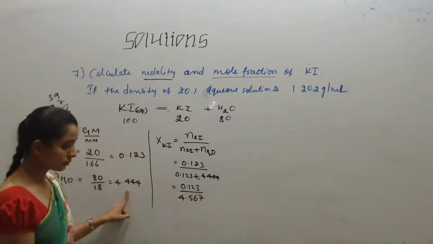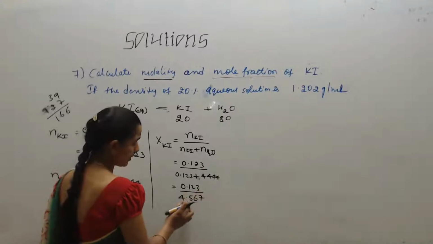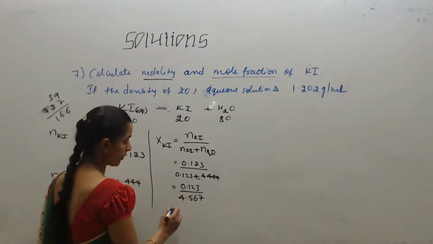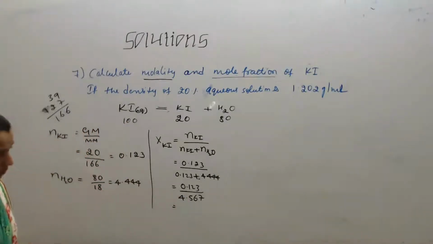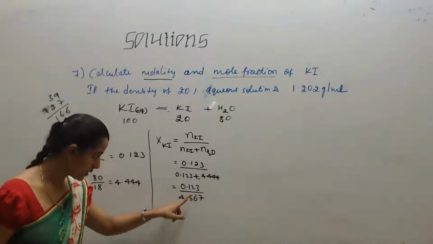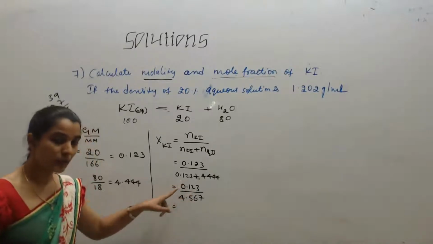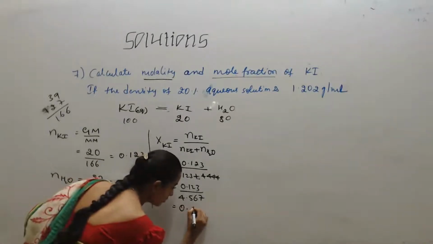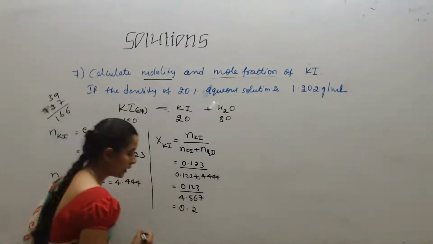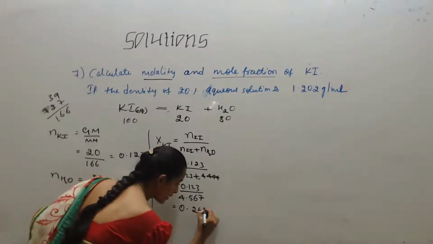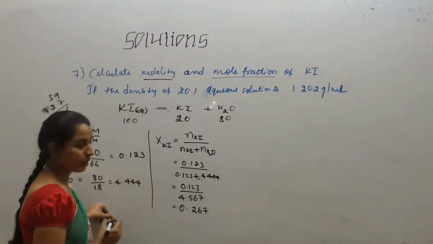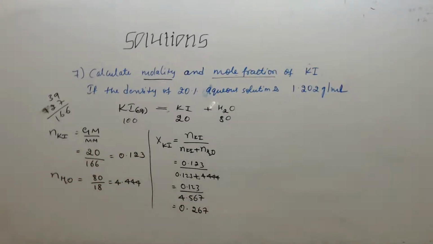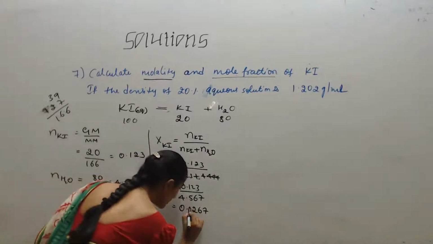So listen, students, here 0.125 is approximately 0.1, and 4.5 is there, 1 divided by 5 is approximately how much? 0.2. Correct? So here, 4.5 means some value will be there. I hope you understood. And if you divide this, you get 0.0267.